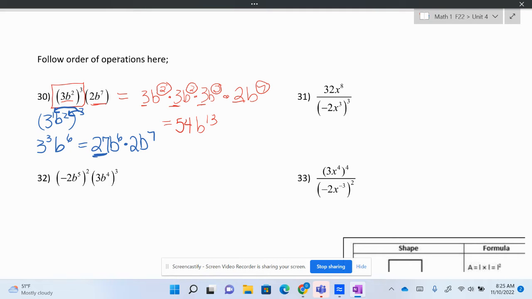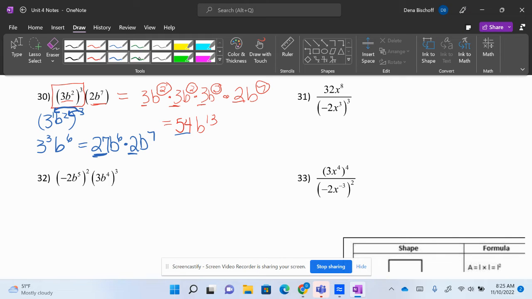I have to multiply the constants. 27 times 2 is 54. 6 plus 7 is 13. So you can use either method, right? You're going to get the same exact answer. You just need to decide which method is going to work best for your brain. So I'm going to expand it and use the power rule on each example that we do, just so you can kind of see what it looks like.